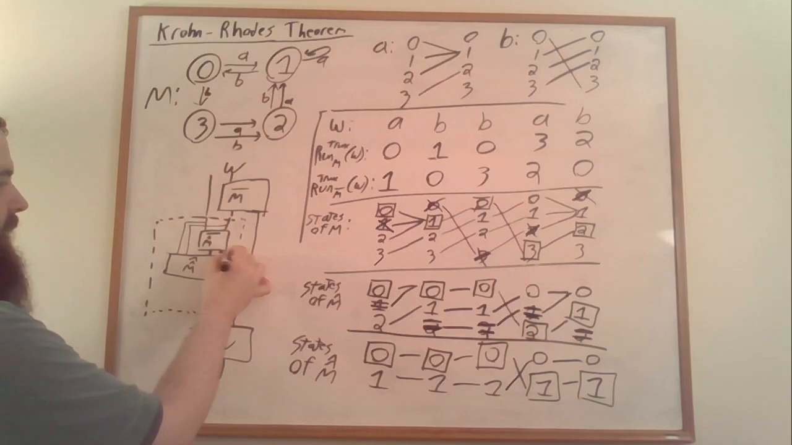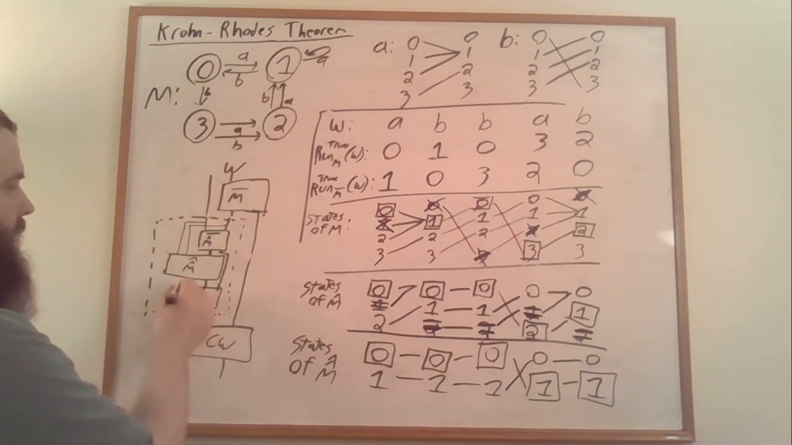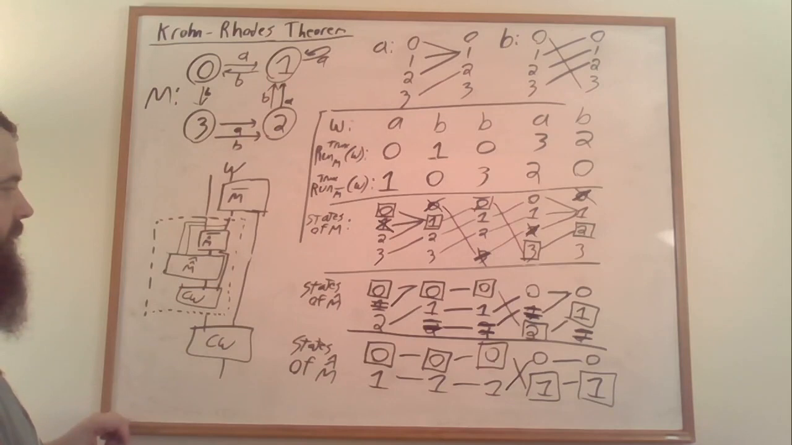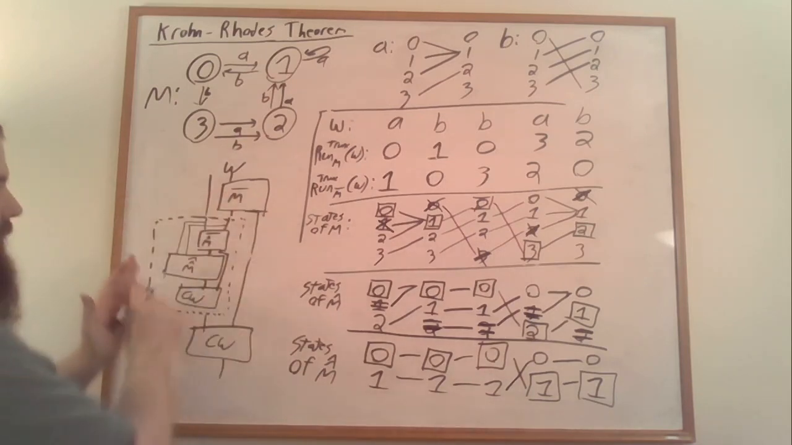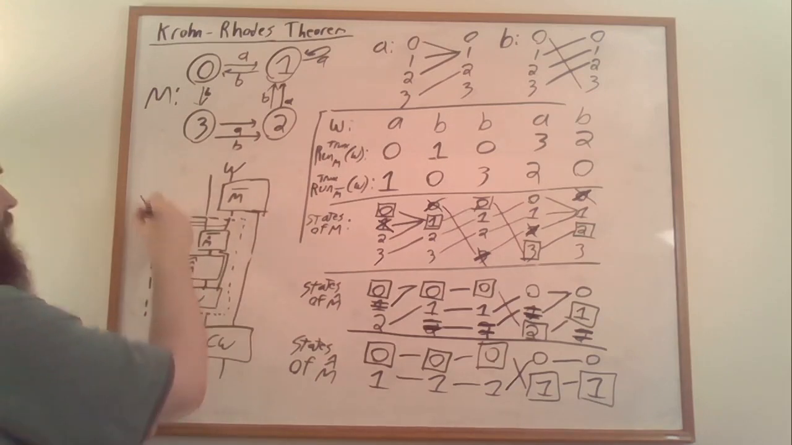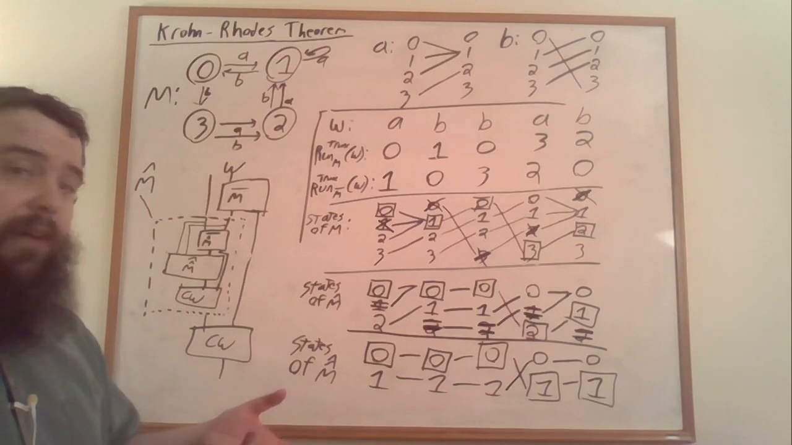And then finally, the outputs of these two automata are going to be combined together through a character-wise function to get the output of this automaton here, m hat. And our breaking apart can stop here.